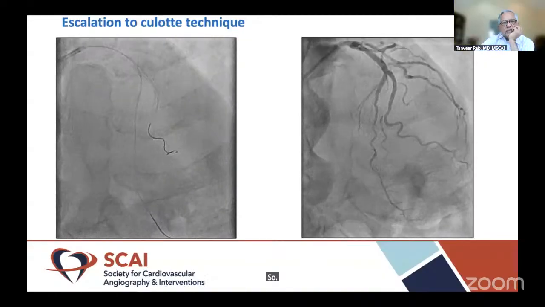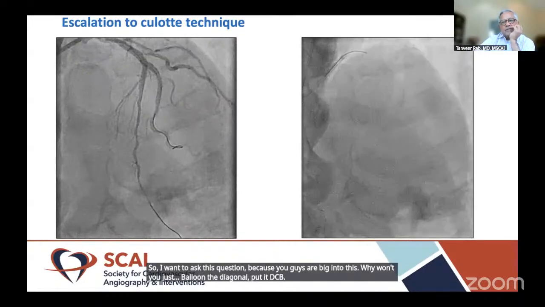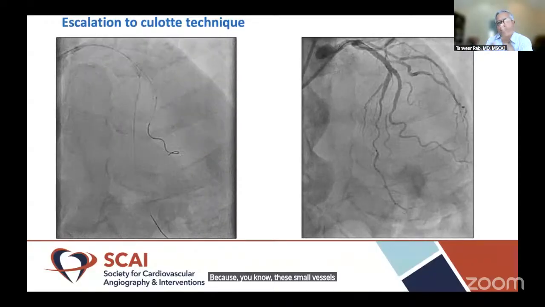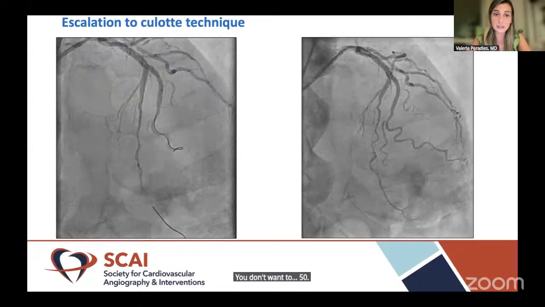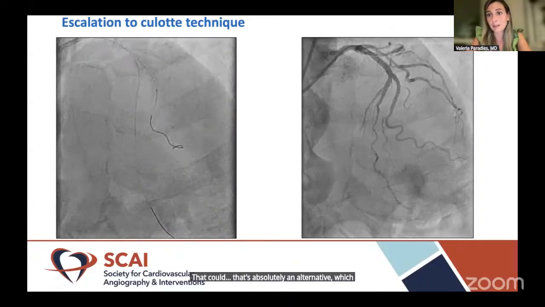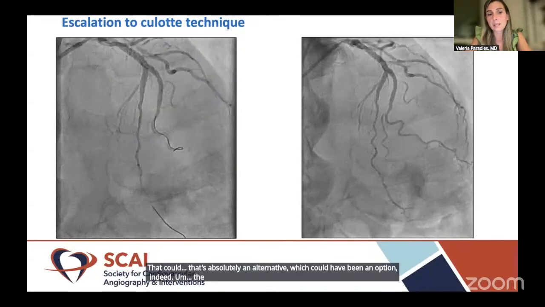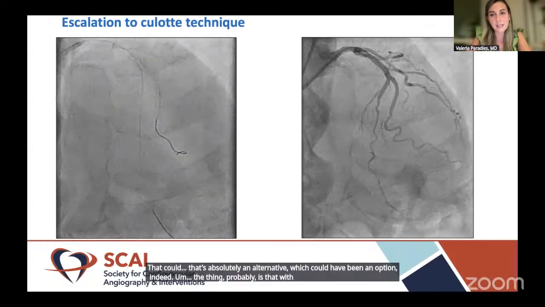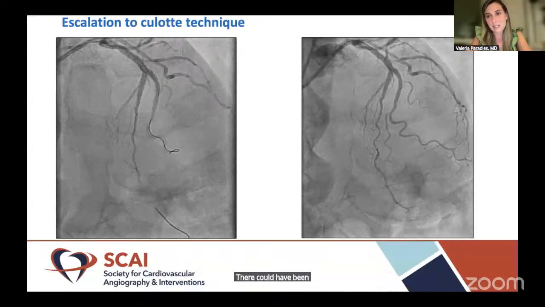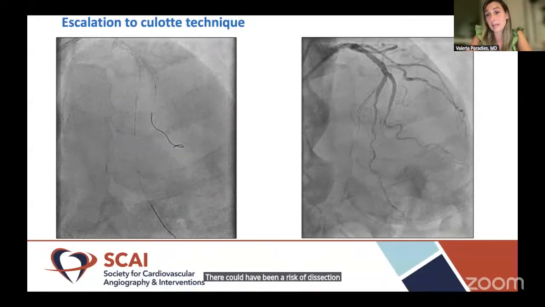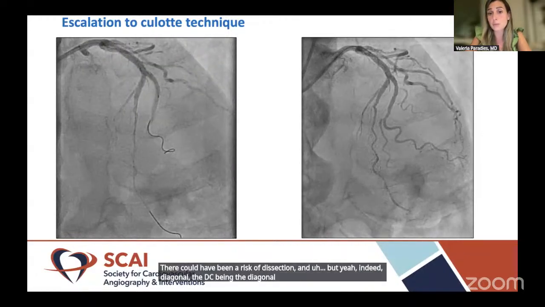So I want to ask you this question, because you guys are big into this. Why wouldn't you just balloon the diagonal and put in a DCB? Because these small vessels, they'll come back, they'll come back. That's absolutely an alternative, which could have been an option indeed. The thing probably is that with significant disease in the distal part of the diagonal, there could have been a risk of dissection. But yeah, a DCB in the diagonal would have been a proper option also in this case.